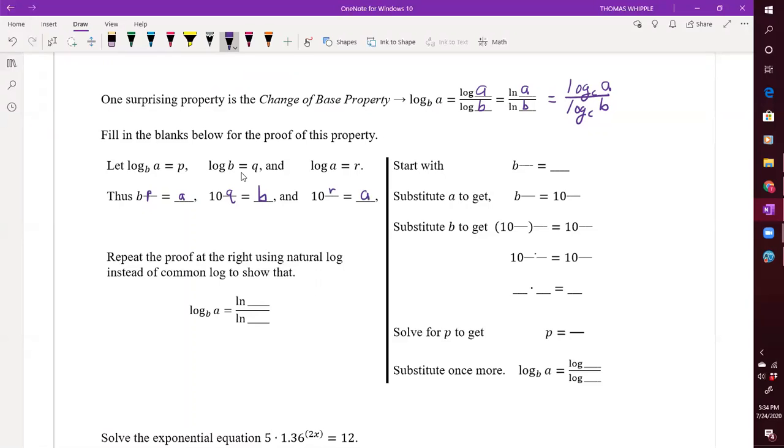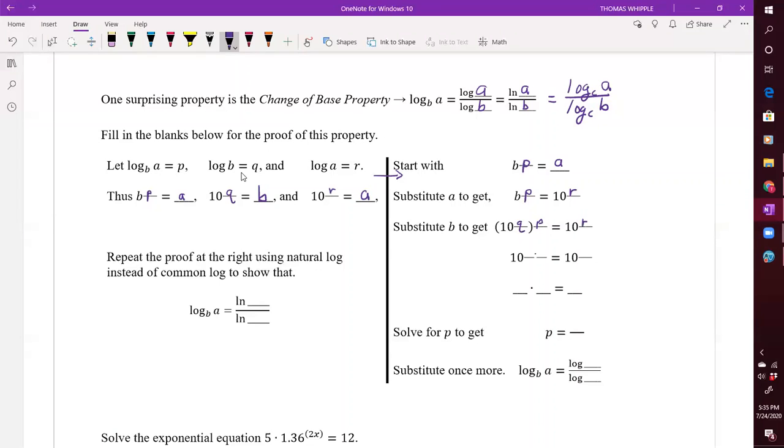Okay, now we're going to come on over here to this side and start with our statement that b to the p is equal to a. As I said, let's substitute. We're not going to mess with the b to the p, so what we've got is b to the p. We're going to replace a with, what can we replace it with? We can replace it with 10 to the r, okay? And now we're going to substitute the b, because we can replace that with 10 to the q. So we have 10 to the q, raised to the p, is equal to 10 to the r.